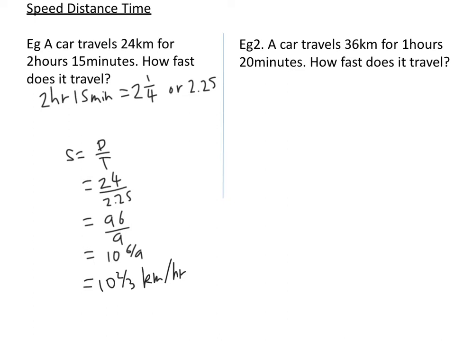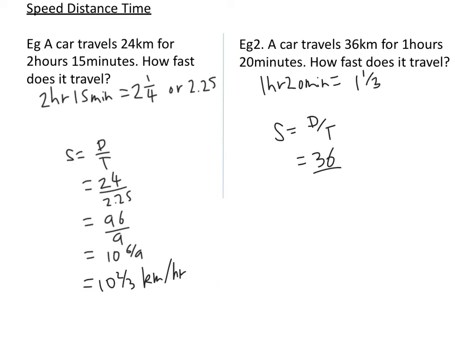You try the second example. A car travels 36 kilometers for 1 hour 20 minutes. How fast does it travel? So again, fast is speed. It's distance divided by time. It's 36 kilometers. And the time taken this time is 1 hour 20 minutes. As a fraction, that is 1 hour and a third. 20 minutes is a third of an hour.